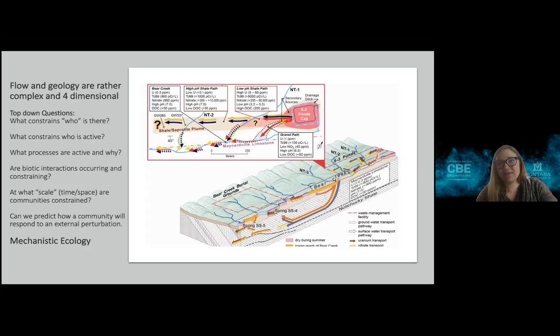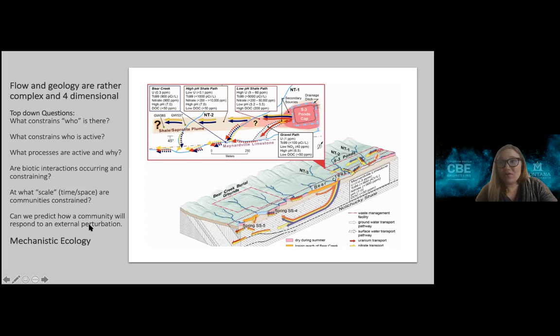Are these communities constrained? I told you about the really high temporal variation, but we vary across space as well. There's very high diversity, but communities that are even a meter apart look completely different from one another, and they have the same exact source water.